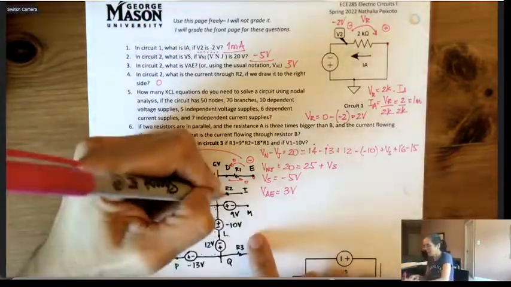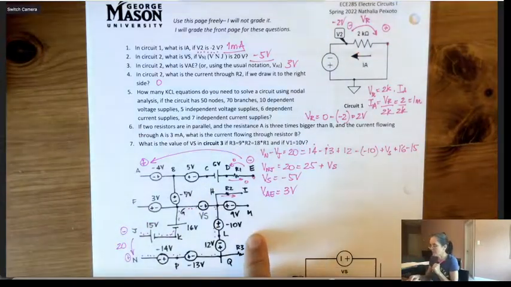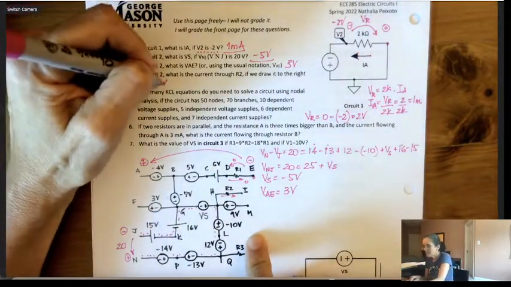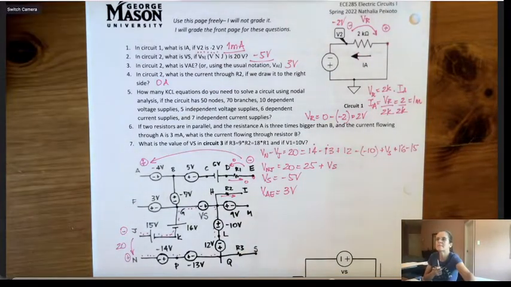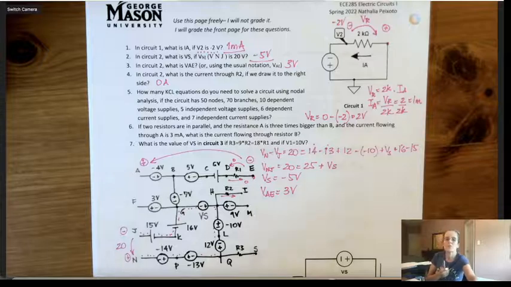It's the same thing with R2. What is the current if I draw it to the right side? It's 0 amps. If you draw it to the left side, it's also 0 amps. I hope that helps with this first part of the exam.